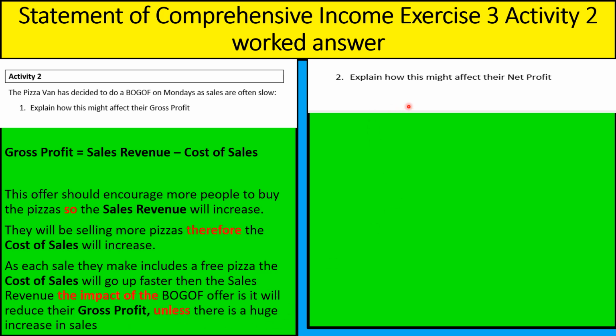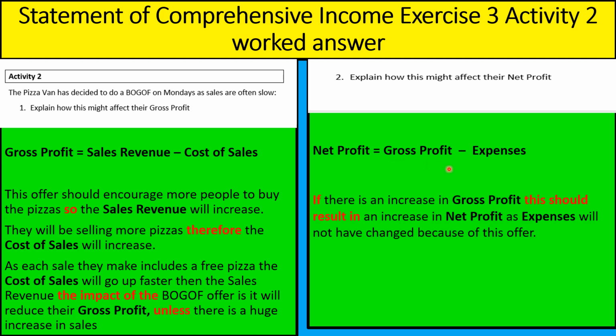Second question, we're asked about their net profit. We're going to approach it in exactly the same way. So net profit is gross profit minus expenses. Now we've already said what we think about gross profit, so we're going to be using that, but using it with expenses. We've given a scenario when gross profit goes up. We've given a scenario where gross profit goes down.